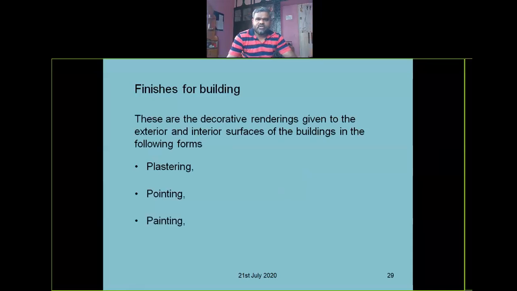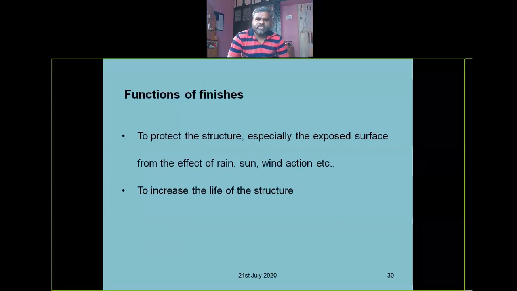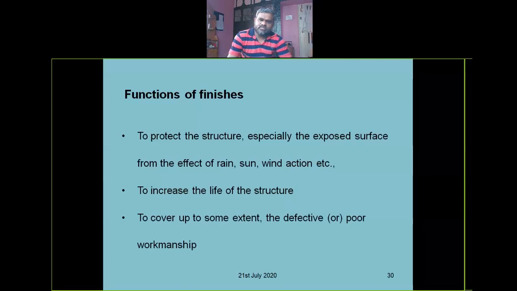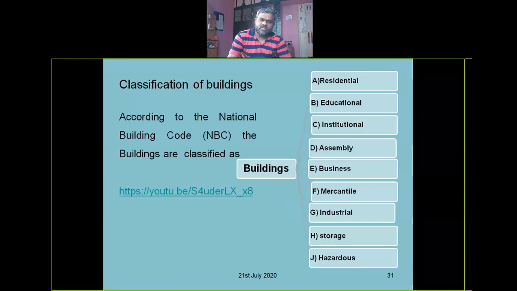These are the decorative renderings given to the exterior and interior surfaces of the buildings in the following forms: plastering, pointing, painting, and cladding, etc. Functions of finishes: to protect the structure, especially the exposed surface, from the effect of weathering agencies, to increase the life of the structure, and to cover up to some extent defective or poor workmanship, we can use a surface finish. Next we'll go to classification of buildings.